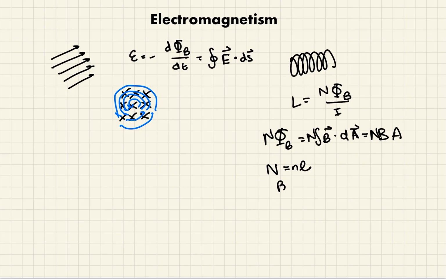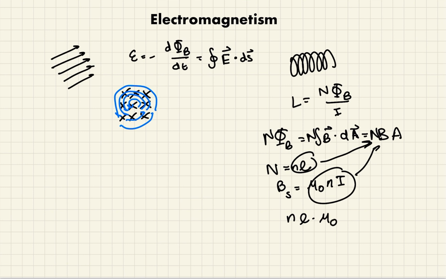And we also know that the magnetic field of a solenoid is equal to mu naught times n times I, with lowercase n, because that is the number of windings or loops per unit length. So how can we combine stuff? Well, nL becomes N, mu naught nI becomes B, and A just stays A. So it's nL times mu naught nI times A. The n's combine, mu naught goes in front. Mu naught n squared L A is going to be the inductance of an inductor.